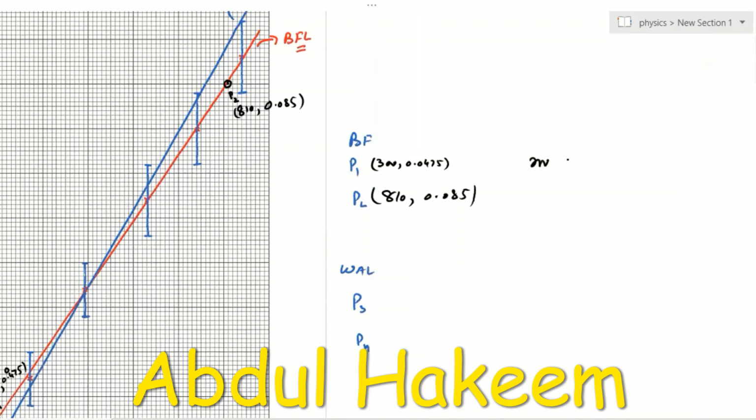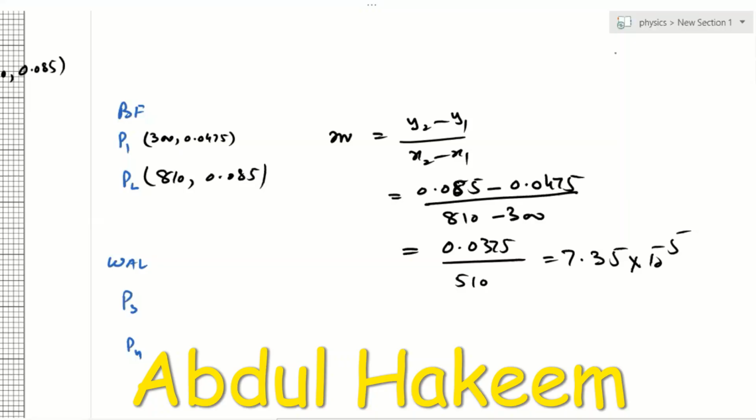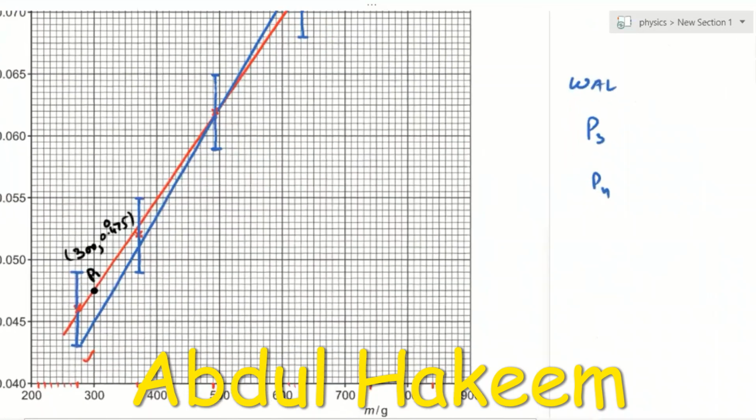So we calculate the gradient for these two. The gradient is equal to y2 minus y1 over x2 minus x1. So 0.085 minus 0.0475 divided by 810 minus 300. Okay, after the calculation, this value is coming 0.0375 divided by 510. So the best fit gradient is 7.35 times 10 power minus 5. Now move to the worst acceptable line.